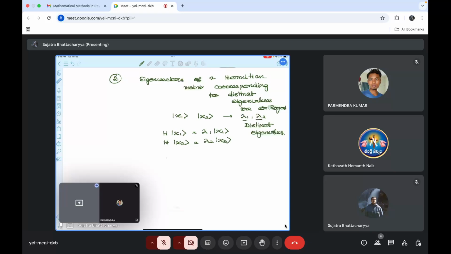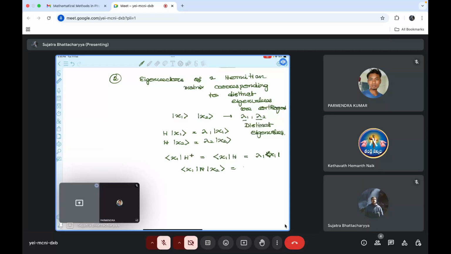Next, let's take the dual space. H dagger, which is nothing but x1 H, gives lambda 1 x1. We have already seen that lambda 1 star is nothing but lambda 1, which is real. Next step, we write x1 H, the same thing, and operate it on some vector x2.